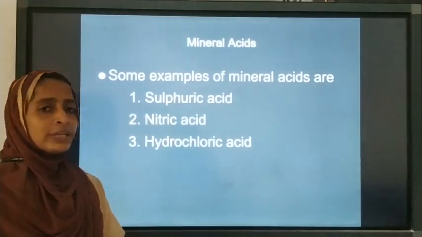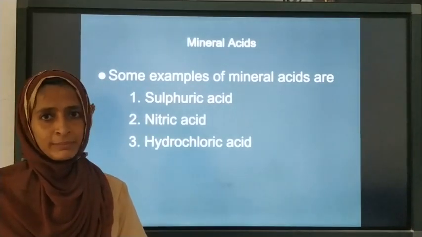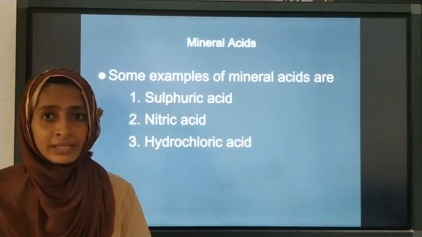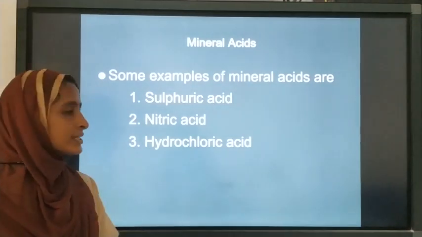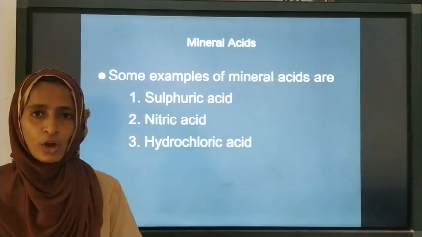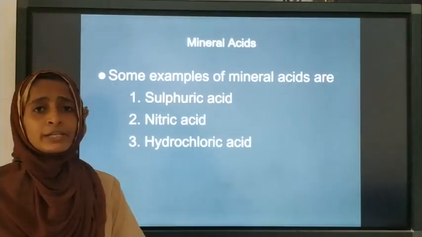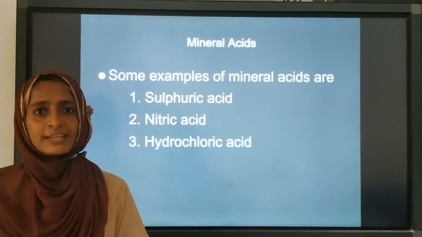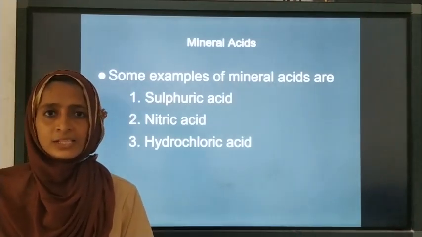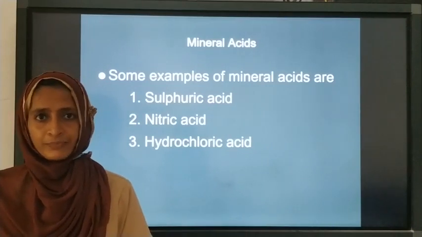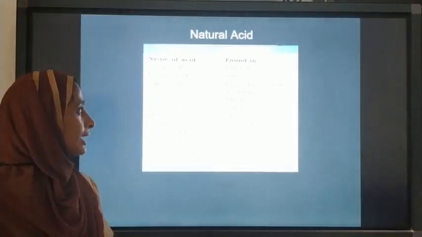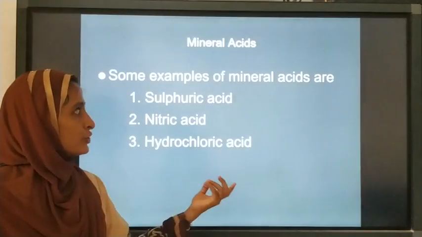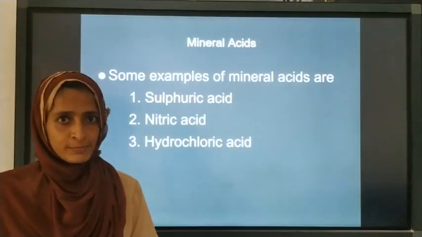Here, sulfuric acid is also called the king of chemicals. And hydrochloric acid is also present in your stomach. Then coming to natural acids. Natural acids we have already discussed. Natural acids are acids which are present in nature. They can also be called organic acids. Already we have seen the list of it. This was on page number 50 of your textbook.